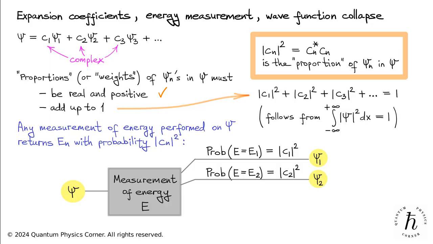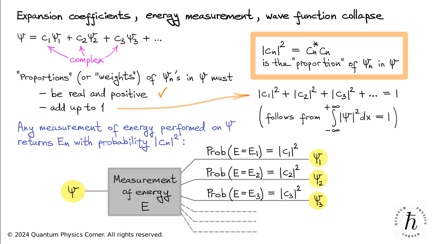Similarly, the energy measurement might yield the value E sub 3. The probability of this outcome is given by the squared modulus of C sub 3. In this case, the measurement would change the system state from psi to psi sub 3. This pattern applies to all the stationary states that make up the initial superposition state psi.